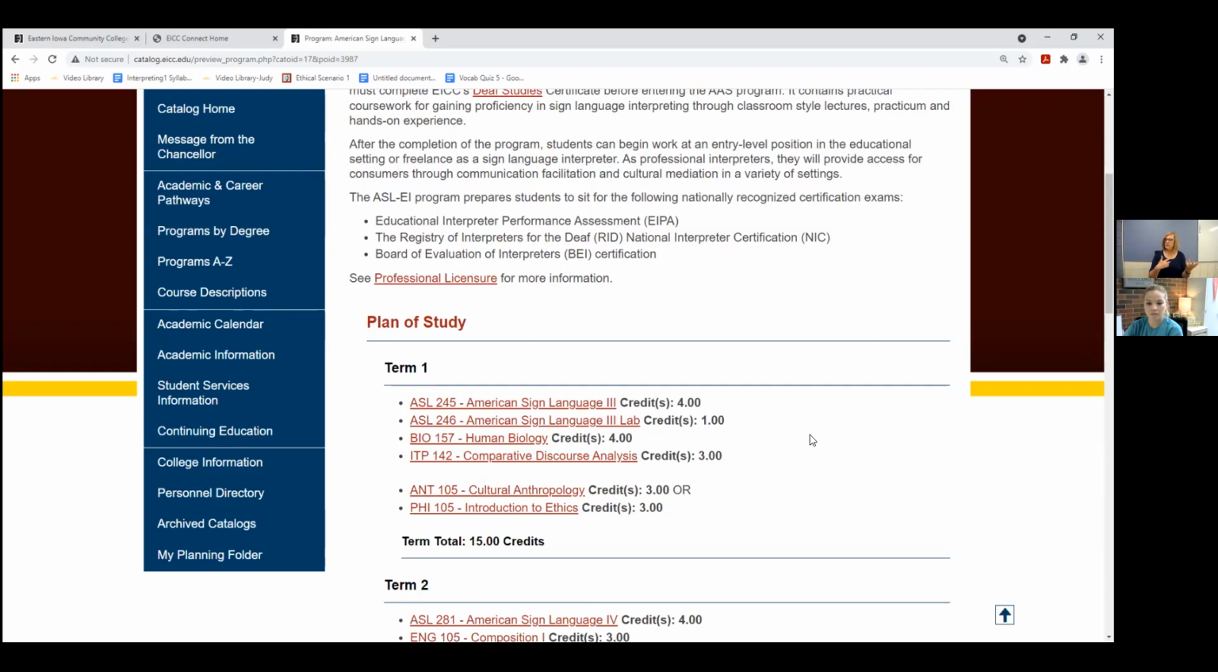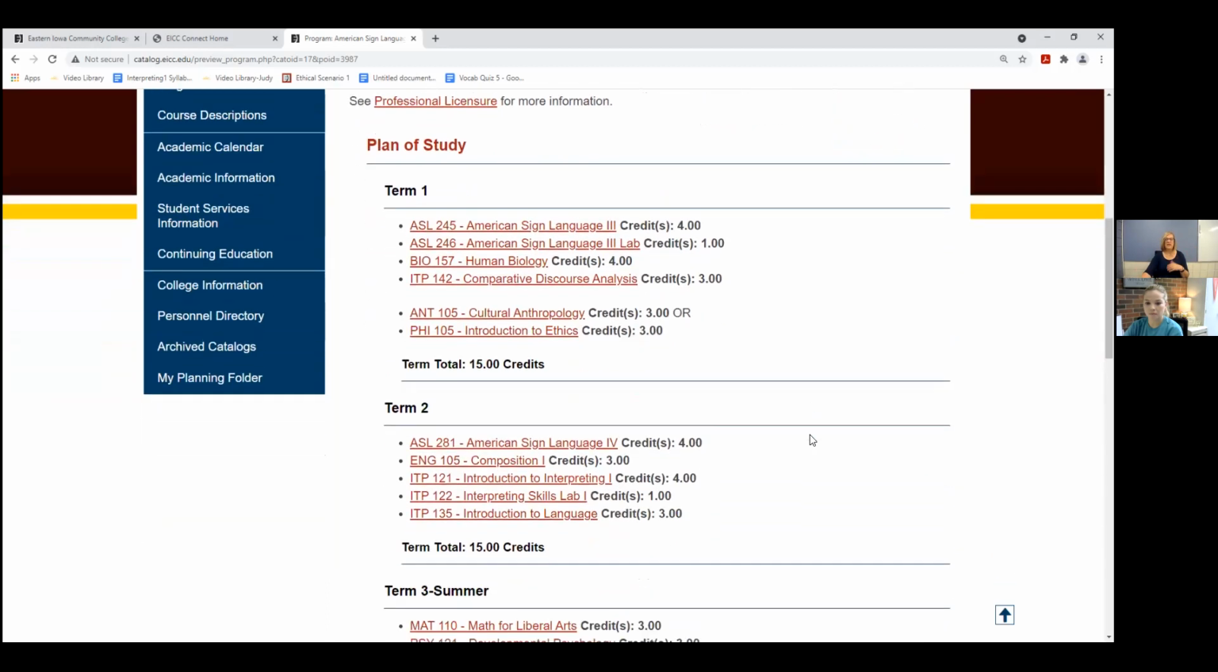It's the comparative discourse analysis. So English vocab and grammar looks at everything from a sentence level in English. When we get into discourse analysis, that is looking at how we communicate and why we communicate, and being able to compare how we communicate in English versus how we communicate in ASL. We don't take that course until you're in ASL 3 because obviously you need a little bit of ASL to be able to understand all of that.